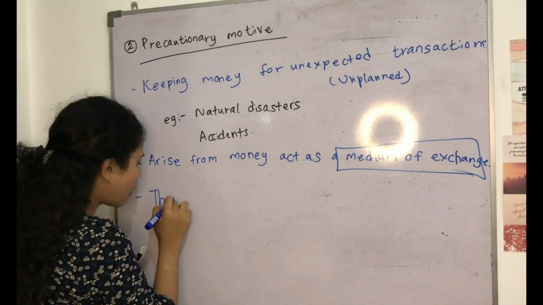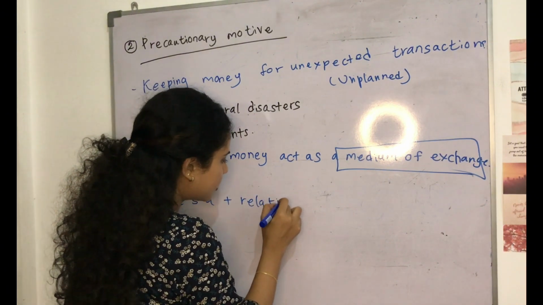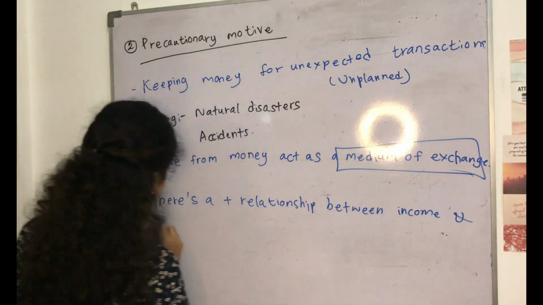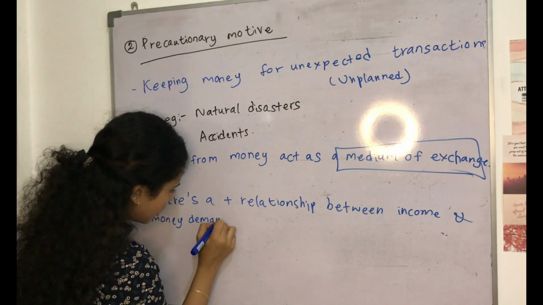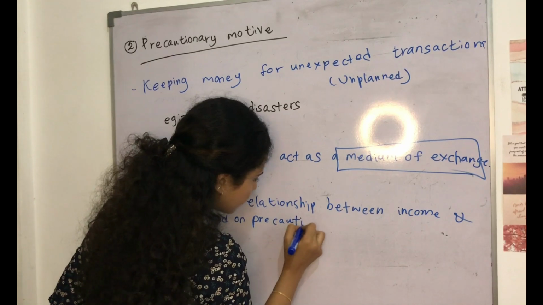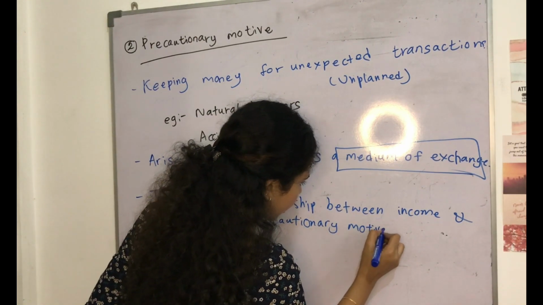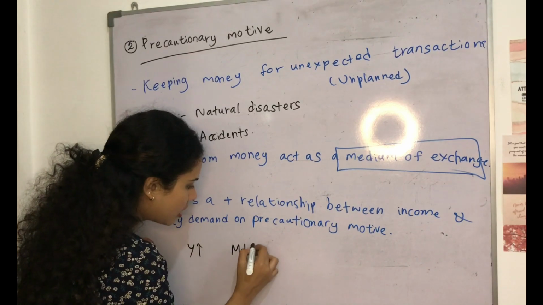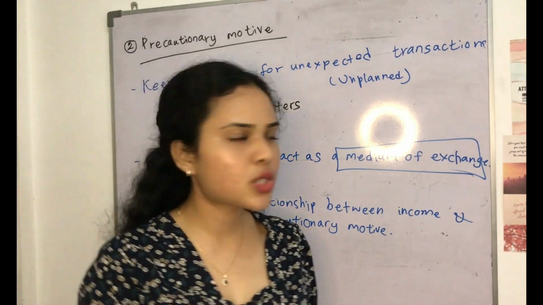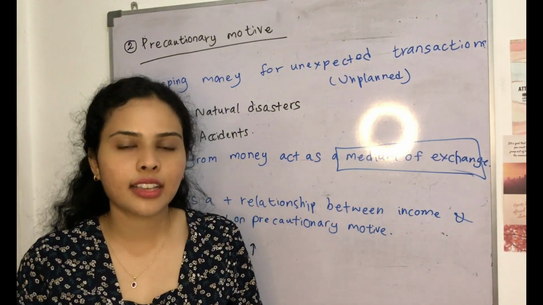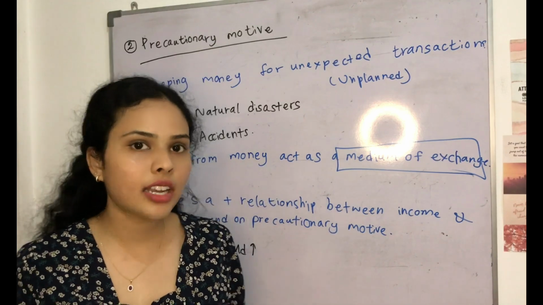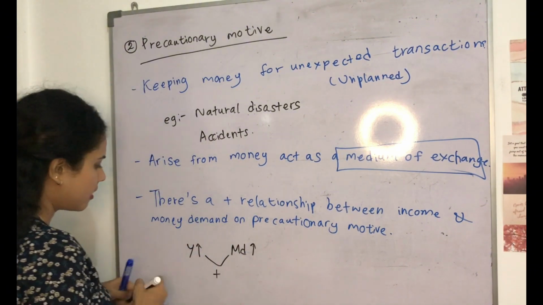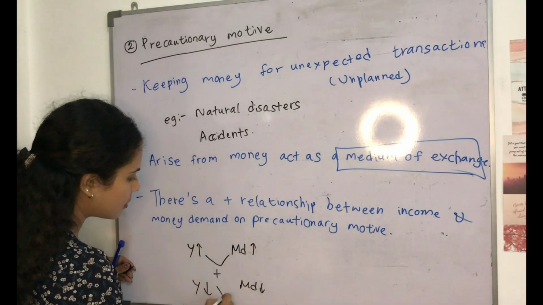Also, there's a positive relationship between income and money demand on precautionary motive. When our income rises, we keep more money for unexpected situations. For unplanned events, if we become ill, or have to face a natural disaster, or bear an expense we didn't expect, we keep money at hand. When our income increases, we increase the amount we keep. So there's a positive relationship. When income decreases, money demand on precautionary motive is also decreasing.